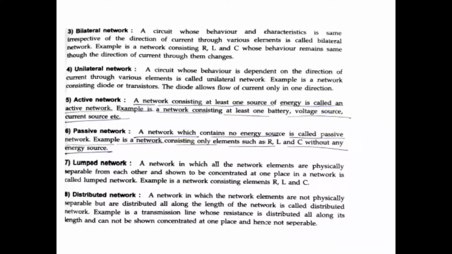Unilateral, it's the same direction. A circuit whose behavior depends on the direction of the current through the various elements is called unilateral. It's the same direction. A network consisting of a diode and transistor allows current to flow in only one direction.